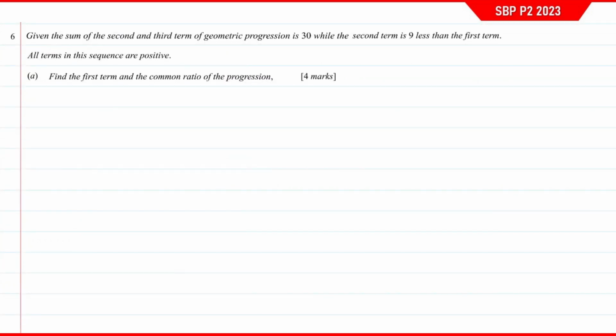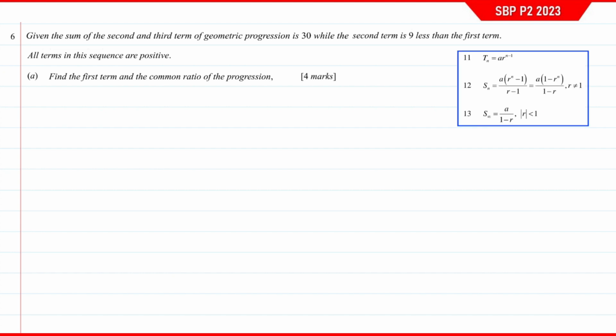Question number 6. Given the sum of the second and third terms of a geometric progression is 30, while the second term is 9 less than the first term. All terms in this sequence are positive. A. Find the first term and the common ratio of the progression. For questions involving geometric progressions, you can always refer to formulas 11 to 13.